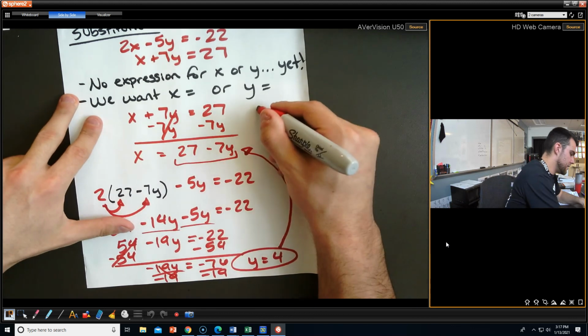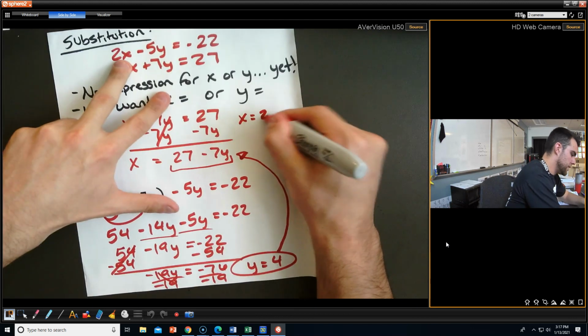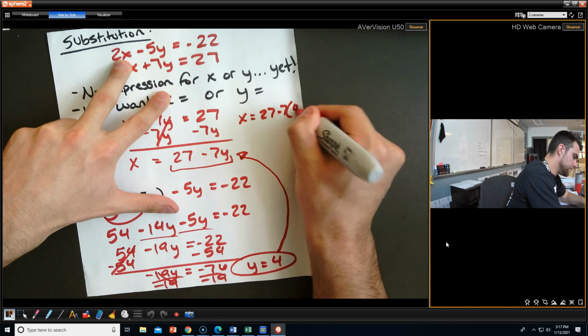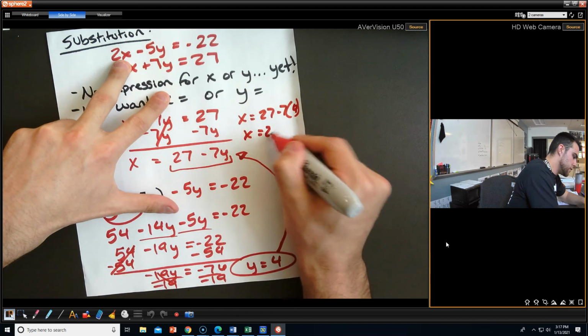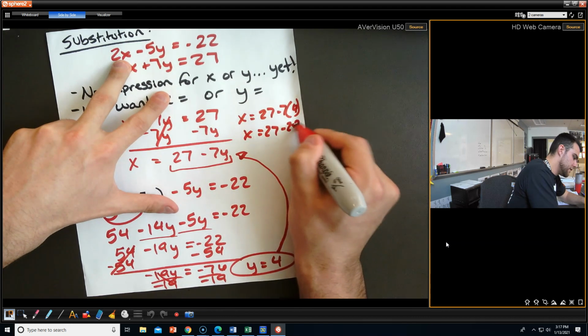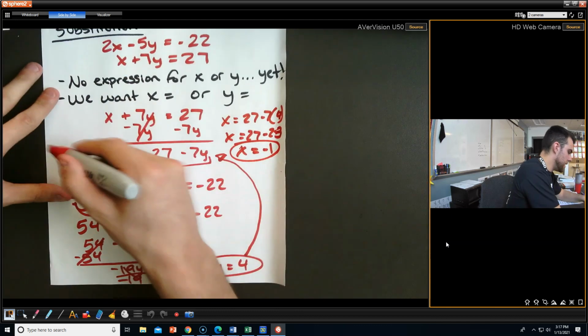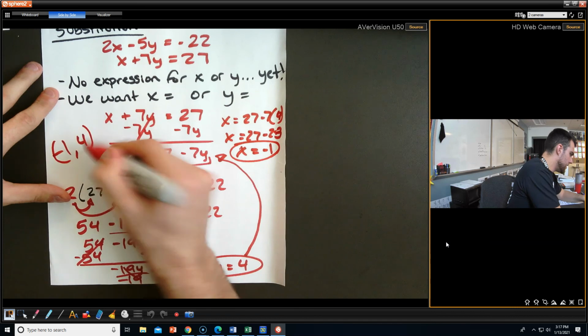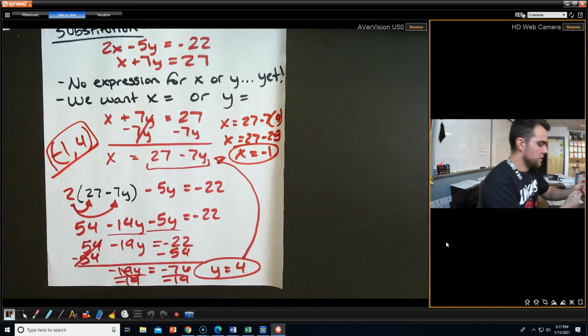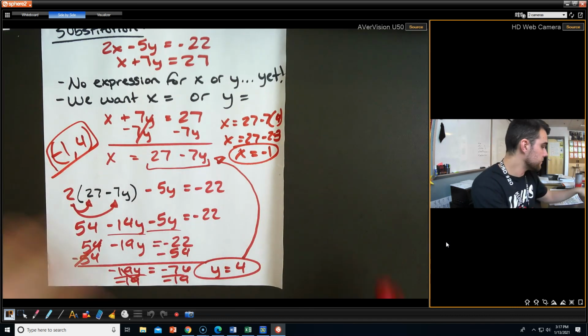So I get x is equal to 27 minus 7 times 4. So that's x equals 27 minus 28. So x is equal to negative 1. So our final answer would be negative 1 comma 4. And that is really good news because that's what we got when we graphed.